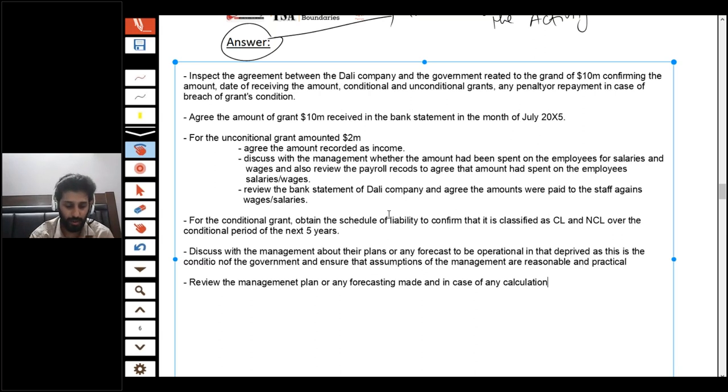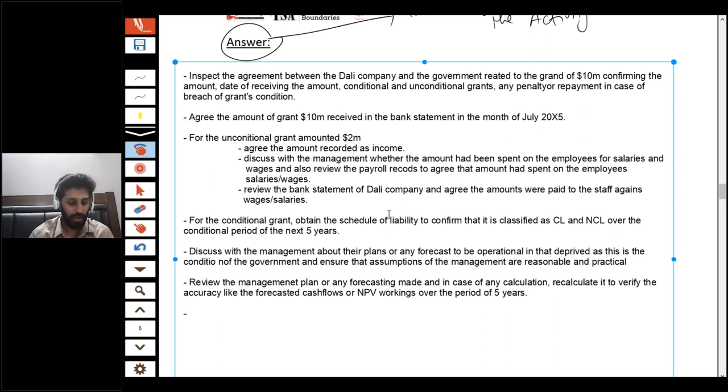In case of any calculation, recalculate it to verify the accuracy, like the forecasted cash flows or net present value workings over the period of 5 years, right?